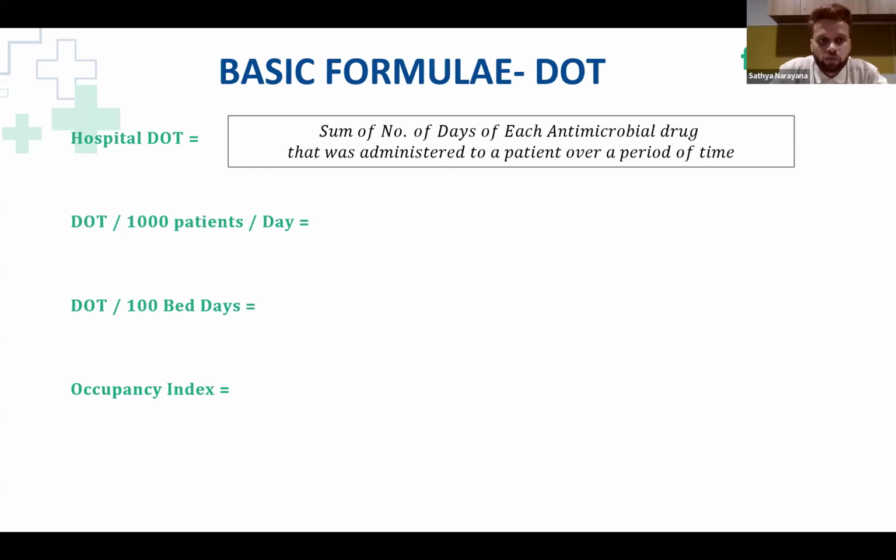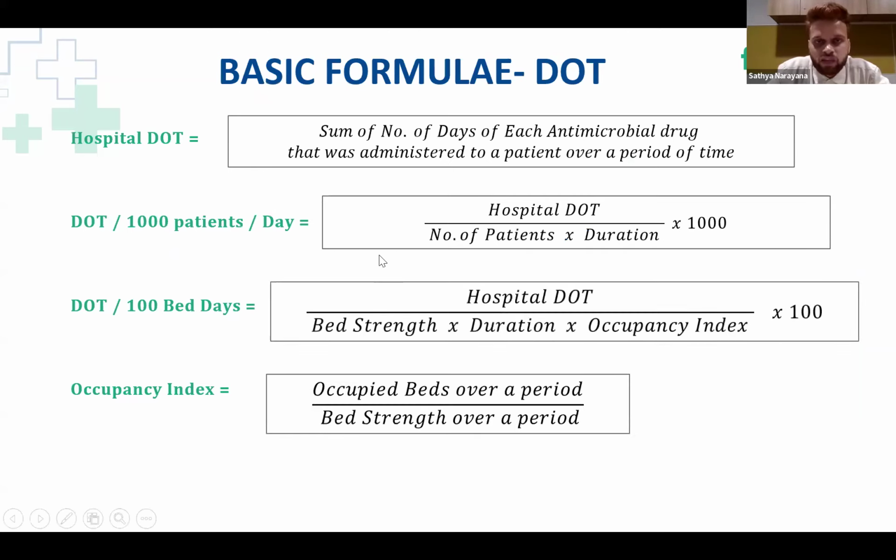If we talk about the basic formulas, it is the same as what we previously discussed about DDD. First, DOT is nothing but the total number of days on which the patient is on antimicrobials, followed by a specific period of time. Again, it would be monthly, quarterly, or once in six months. And next, if it is DOT per thousand patients per day, then we take the hospital DOT and calculate it as a common one. We count the total number of days the patient is on a particular antibiotic, because DOT deals with each and every antibiotic, not the whole sum.